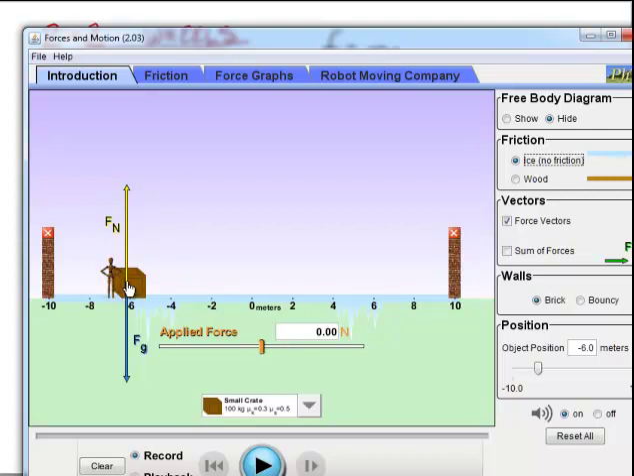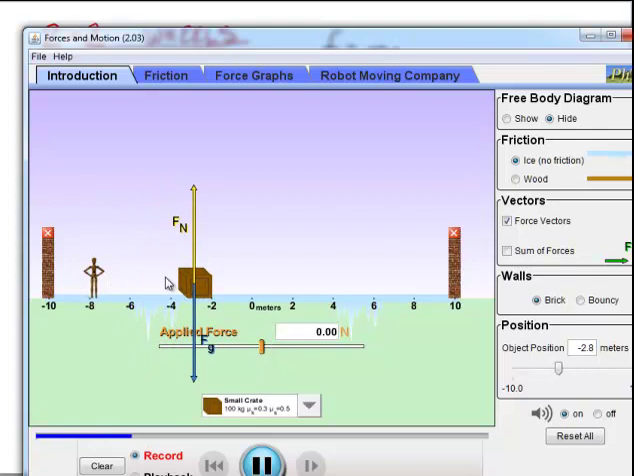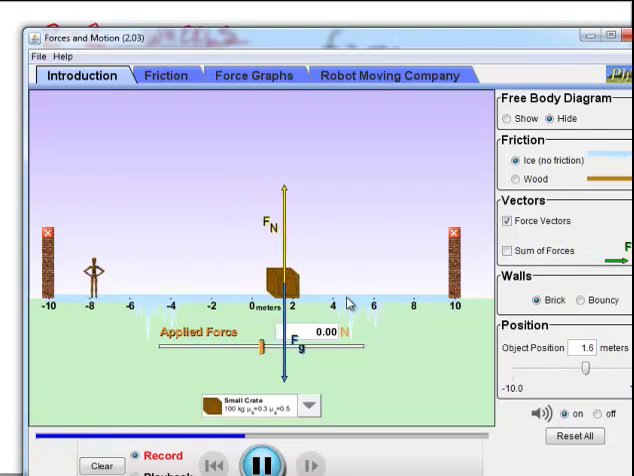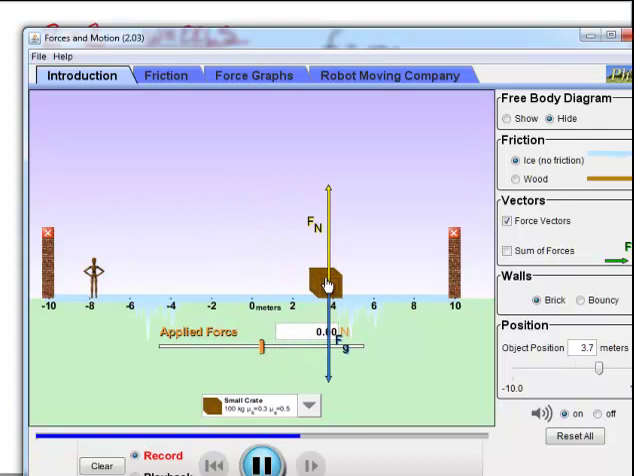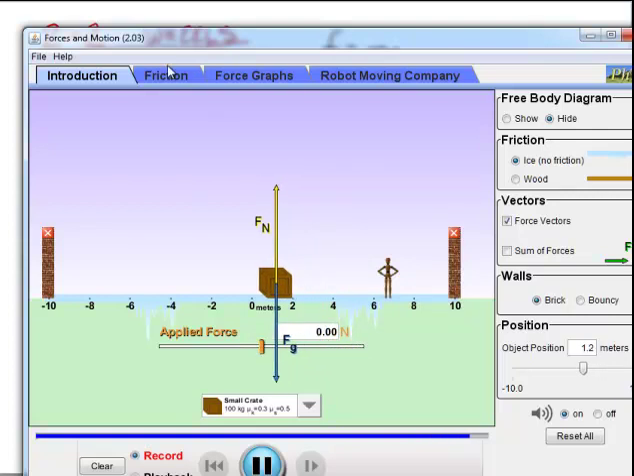Now I just need to push it for a little bit, enough to get it accelerating. Once it accelerates to some velocity, then it'll keep going at that velocity. You saw I applied a little force and it just keeps going because there's no friction to stop it, because this is smooth ice. Okay, stop. Now I'm starting an applied force the other way.